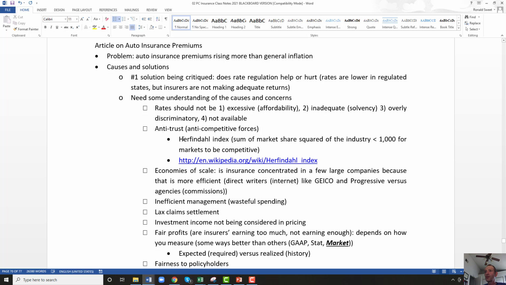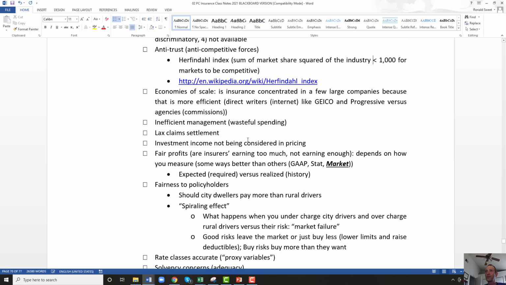We talked about the Herfindahl Index, and I even give you a link to it here. My study of the industry is it's a little more concentrated than other industries, but it's not at a level of extreme. It's still below 1,000. However, there are some markets, like Hawaii, maybe some smaller states, where there is concentration. There are only a few writers. There may be concern in those.